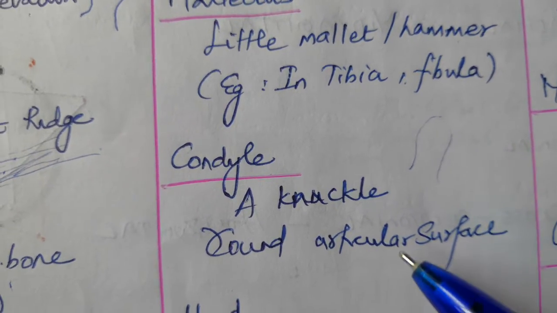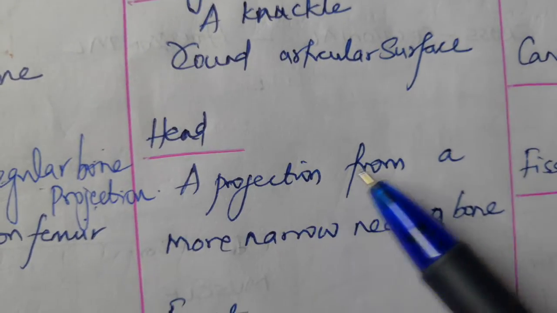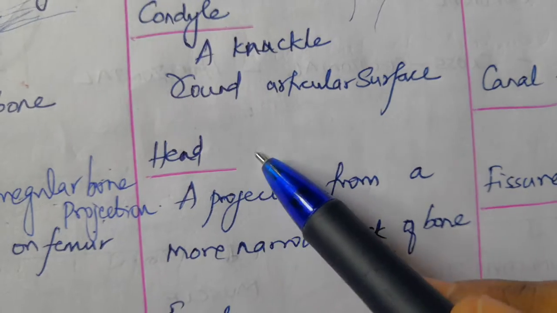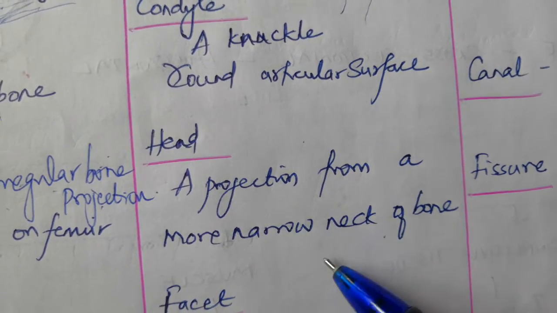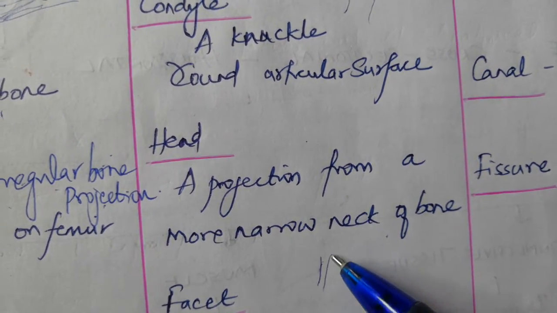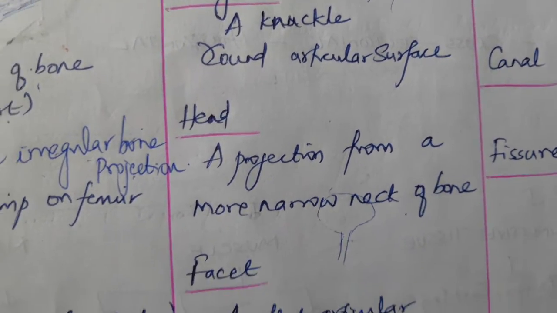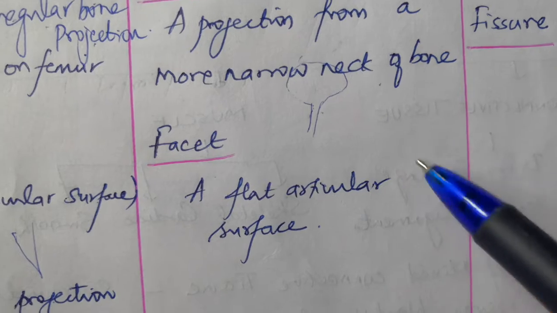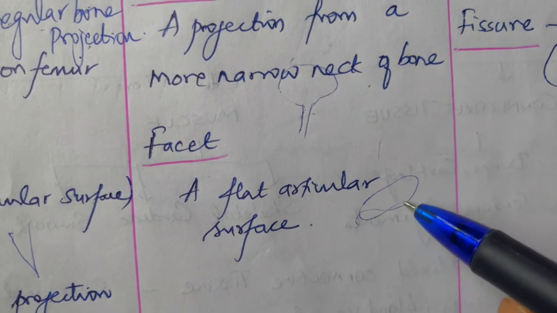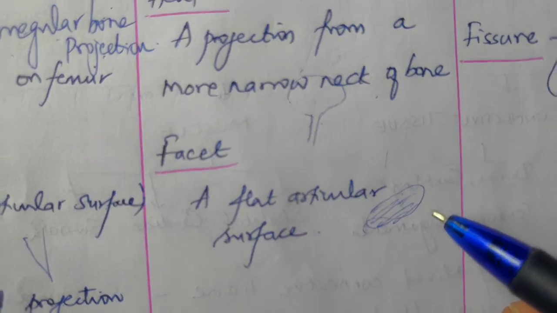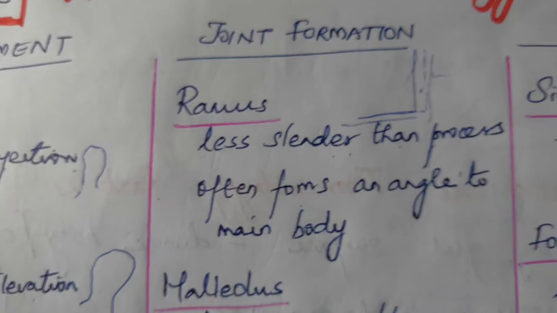Condyle of the mandible. Head means a projection from a narrow neck, like the head of the condyle we saw. Whenever a rounded projection which forms the joint projects from a narrow neck, we call it a head. Facet means a flat articular surface. Then we will be seeing about the sinuses.